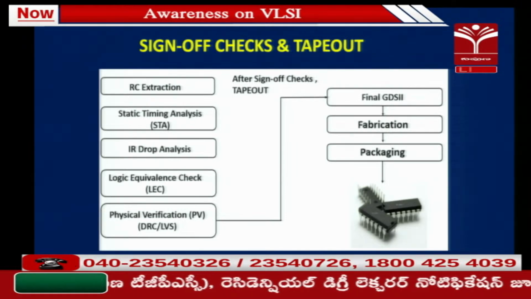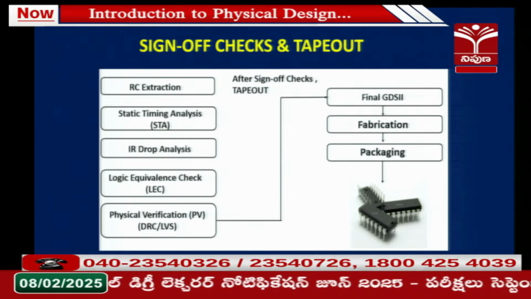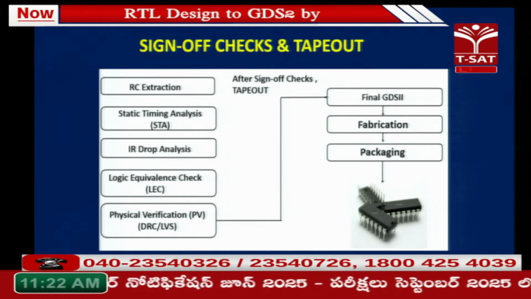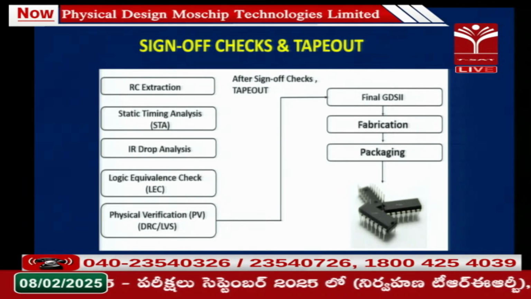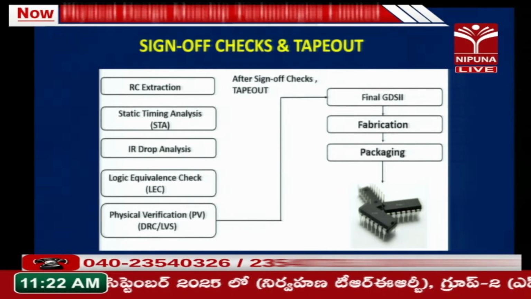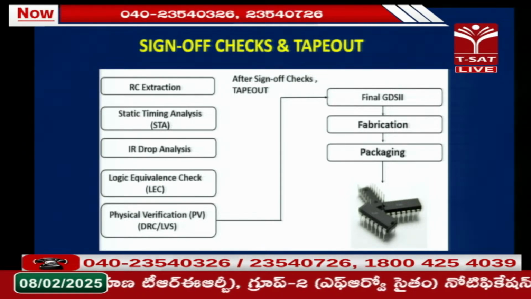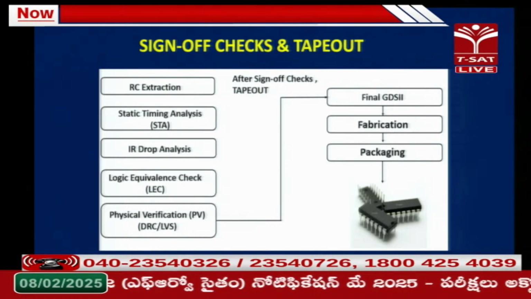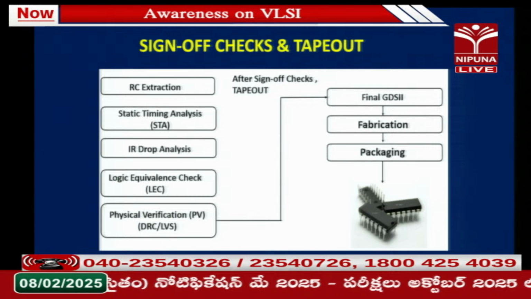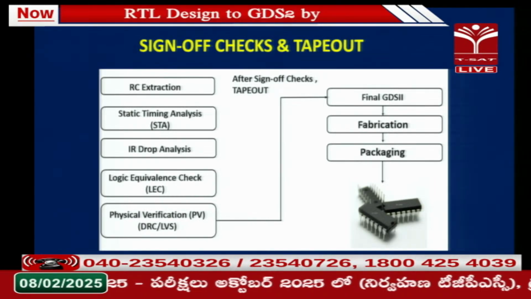Yes, sign off checks summary. First is RC extraction. Whatever timing you are seeing as a part of place and route so far, post route optimization means timing optimization. There also we have the resistance and capacitance of the nets, but now that is not sufficient. We have to go for a separate extraction called sign off RC extraction, from where you will get the resistance and capacitance for each and every wire.